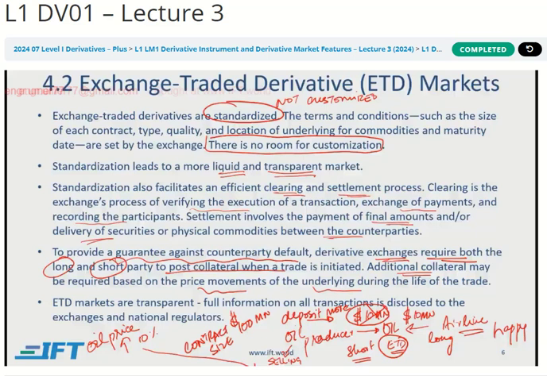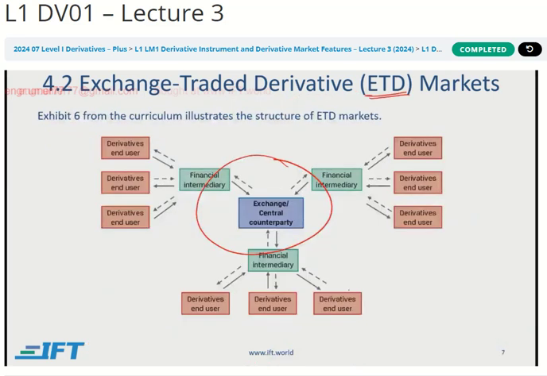But how this is done through an exchange traded derivative is that the margin is required as a collateral, and each party is required to post a collateral when the trade is initiated, and then depending on the price movement of the underlying, additional collateral may be required. And everything is fully transparent and disclosed to the national regulator as well. And this is how it works.